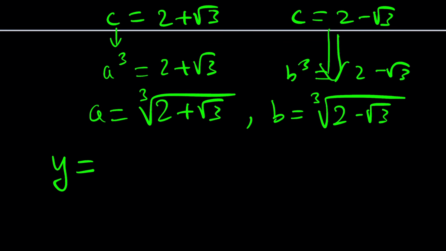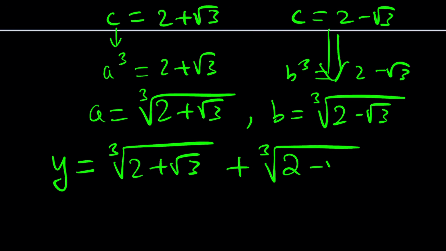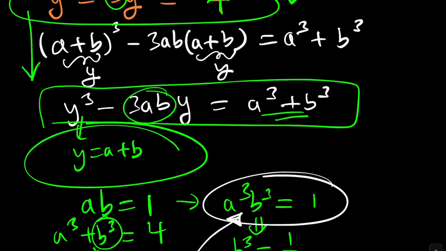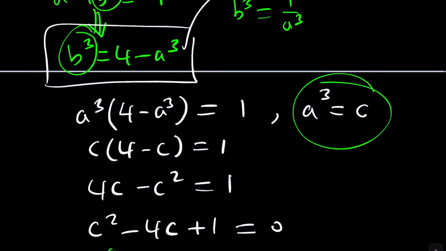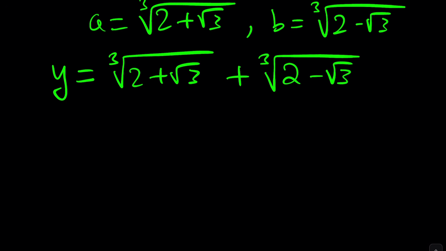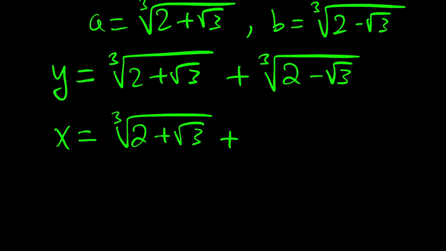So y is equal to a plus b, which is the cube root of 2 plus root 3 plus the cube root of 2 minus root 3. And don't you love that expression? It's beautiful, right? Very, very cubic and very radical. Now, what are we going to do with this? For y, we have to go back and back substitute. x is equal to y plus 1, which means x is 1 more than y. So x is going to be this number plus 1. So let's write this number again, and we're just going to add 1 at the end, and that'll give us the x value.